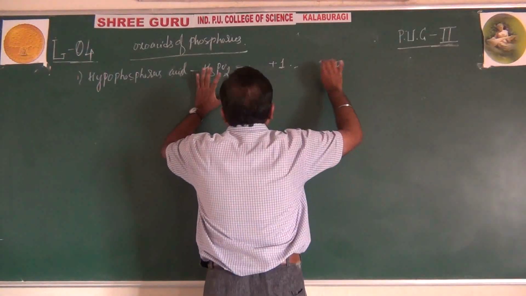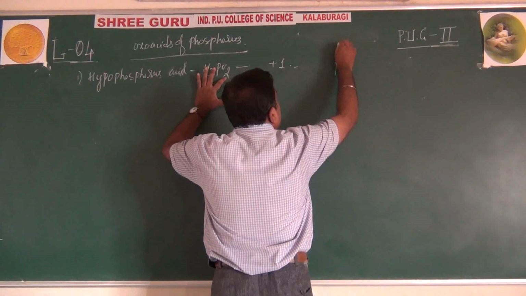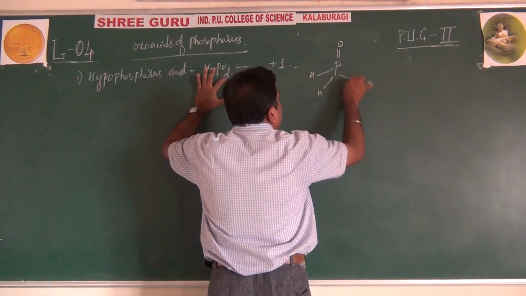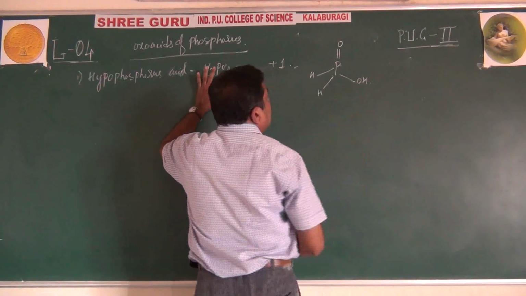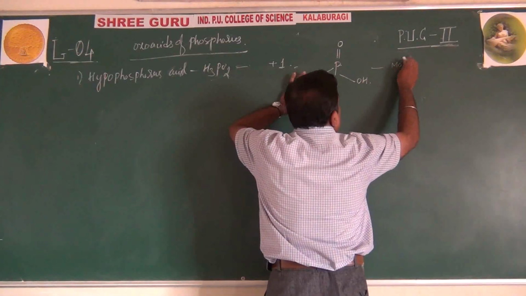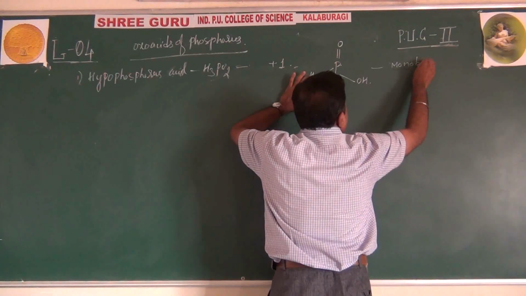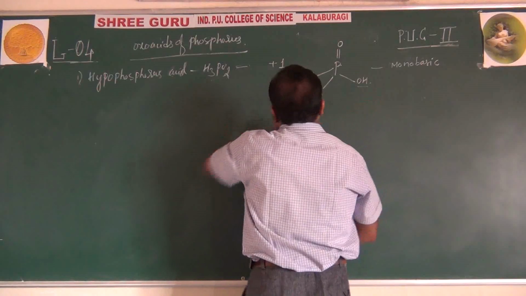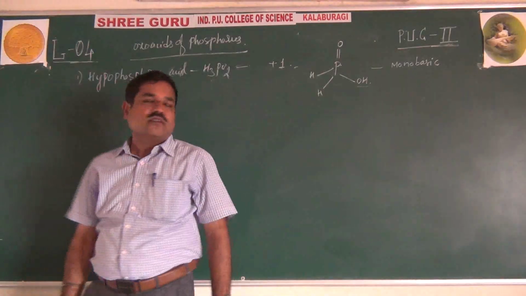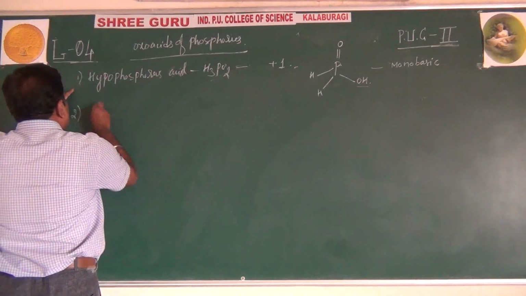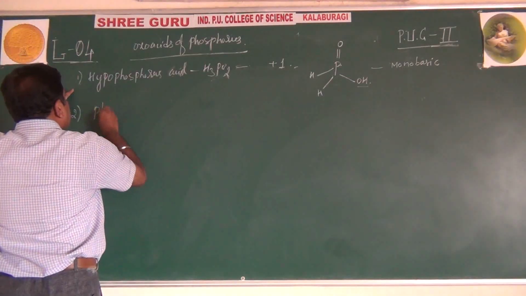Okay. 2 oxygen atoms. It contains 1 double bonded oxygen atom, 2 P-H bonds, and 1 OH bond. Okay, and this is a monobasic acid. Remember, this was mono. Since it contains 1 P-OH bond, which is ionizable, this is monobasic. Next, phosphorous acid.